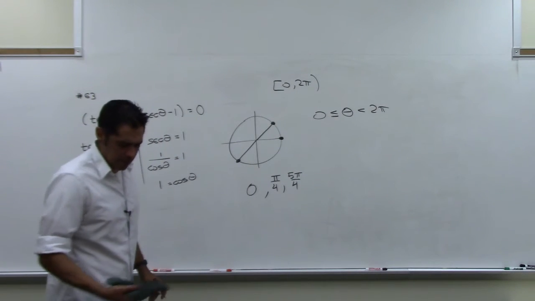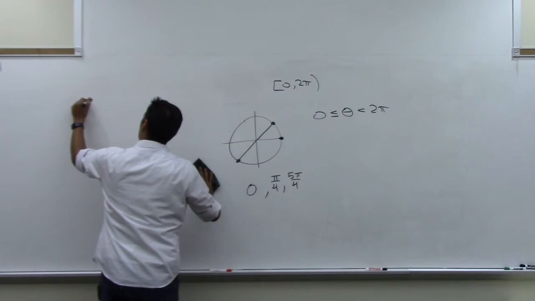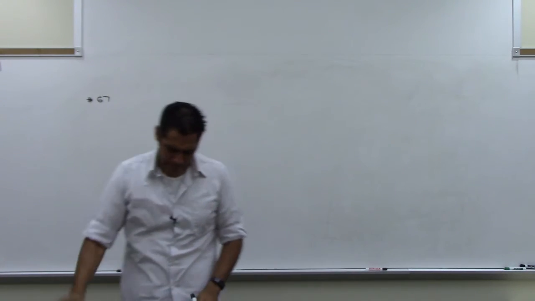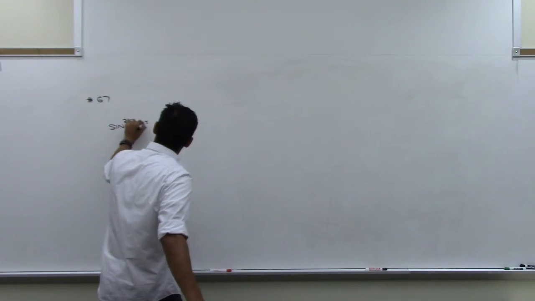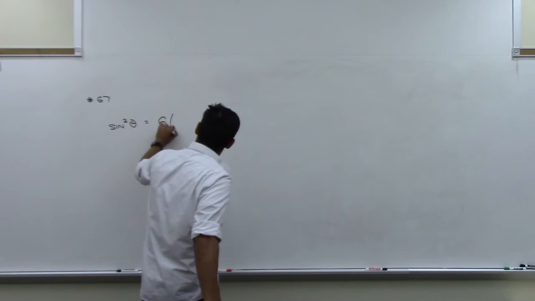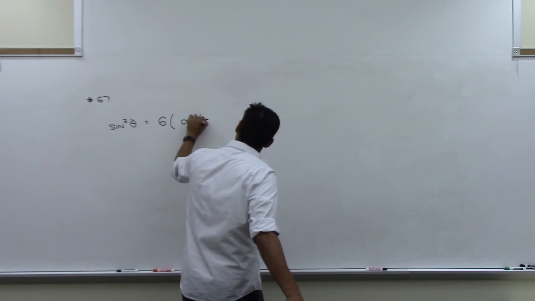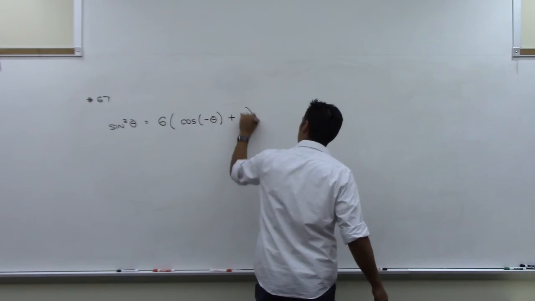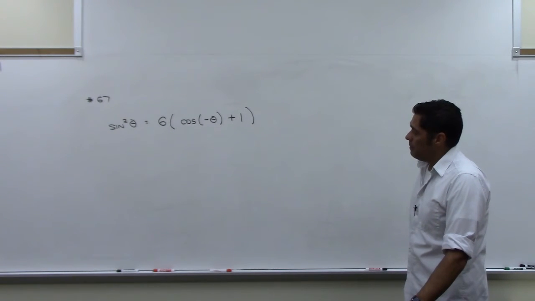Number 67. I'm getting close to the end here. Sine squared theta equals 6 times parentheses cosine of negative theta. Now do they close that? Yeah, close that off, plus 1. Ooh, this looks nasty. All right.